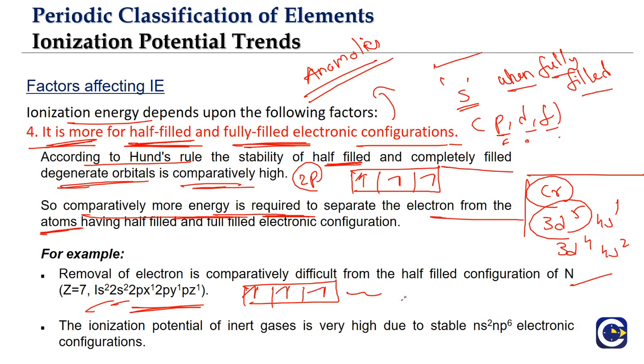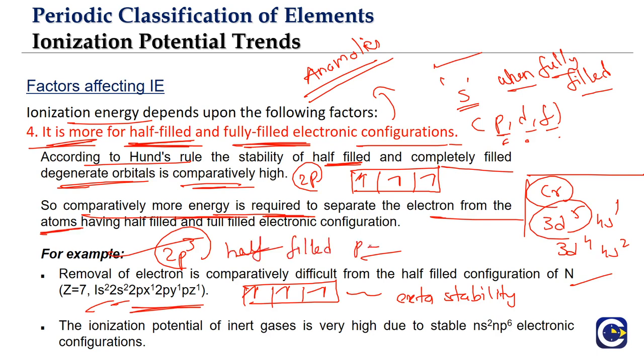This is going to have extra stability, which means the removal of an electron from here is going to be comparatively difficult. We'll talk about what will be the exact situation where we'll see an anomaly because of this. So removal of an electron from nitrogen is going to be comparatively difficult. Why? Because nitrogen has a 2p3 structure, a half filled p subshell structure.